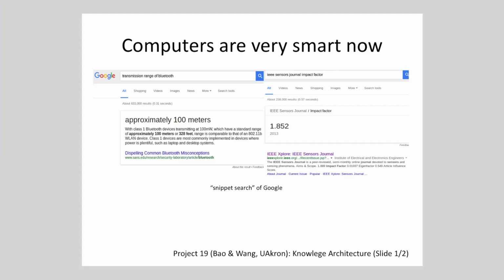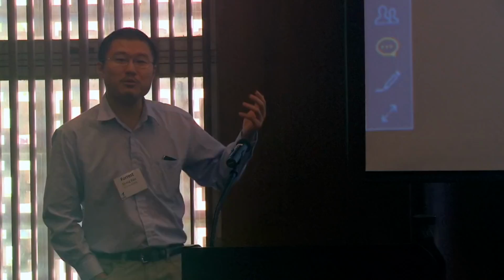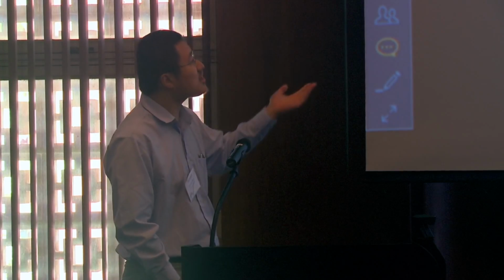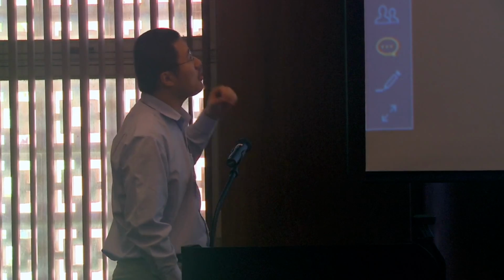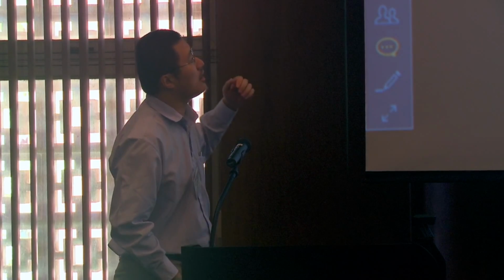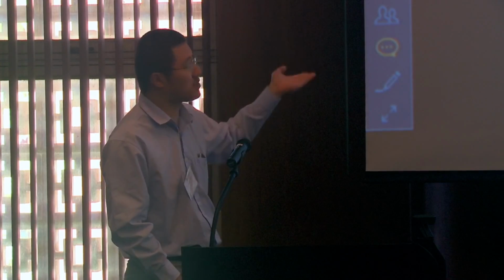On the right hand side is another use case. If I ask Google, what's the impact factor of a journal called IEEE Sensors Journal? Google can directly go to that journal's website and tell me that in 2013, that journal's impact factor is 1.852. That's pretty smart. So FAA people say, how can we get one of those in our internal system? In this 6 months project, of course, we won't be able to build such a system for them. We want to study how the industry's practice is able to get to this point.